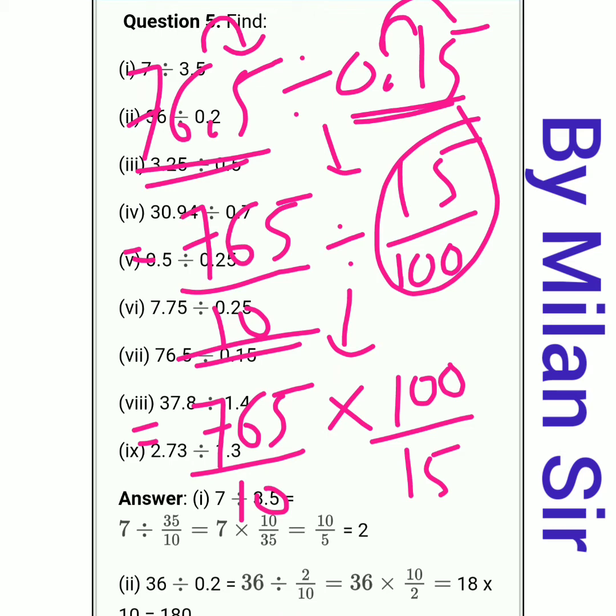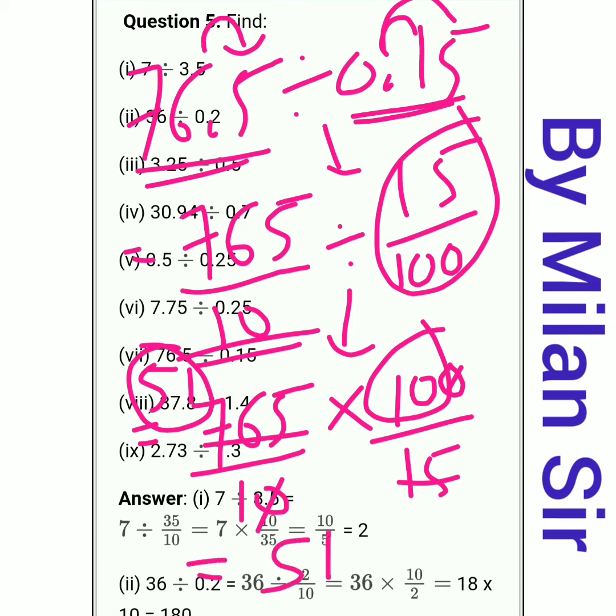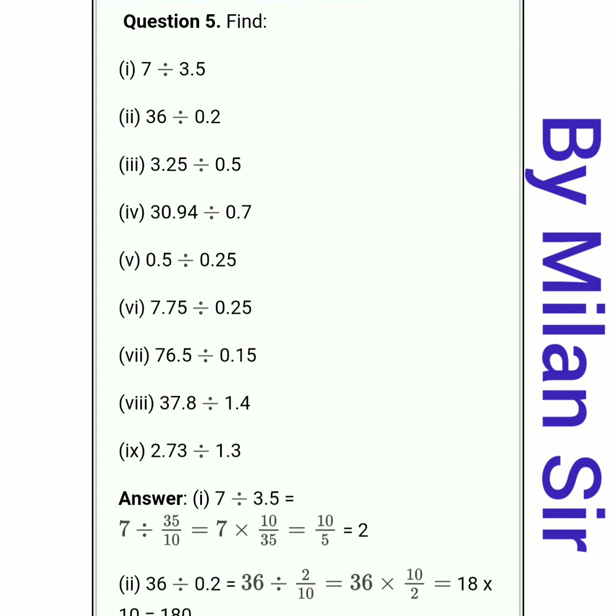Now we can simplify this. From the numerator and denominator, 10 we can cut, and 765 is also divisible by 15. 15 fives are 75, and so on, that means 765 divided by 15 is 51. Now here we have 51 and here we have 10, so 51 multiplied by 10 is 510. This is our final answer, 510.